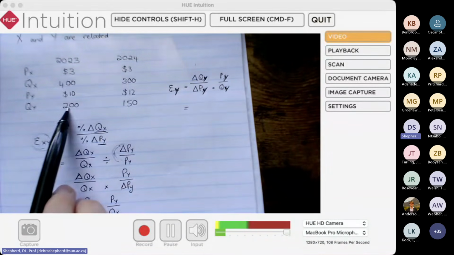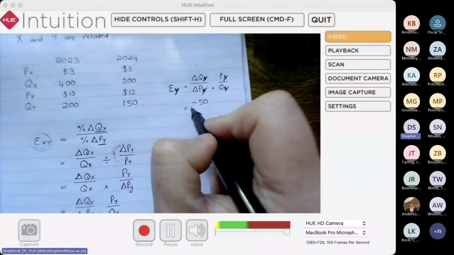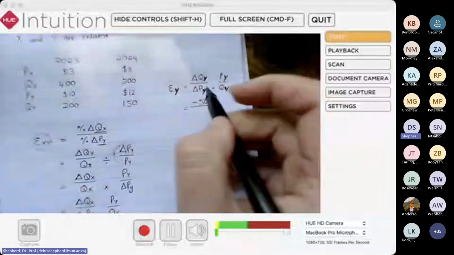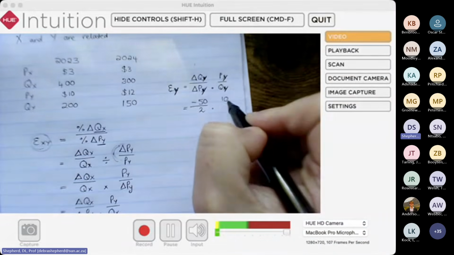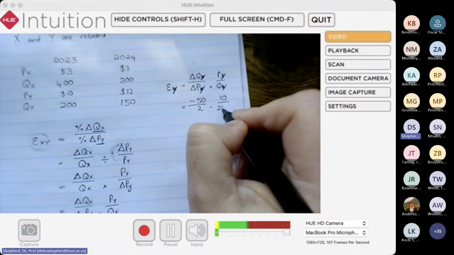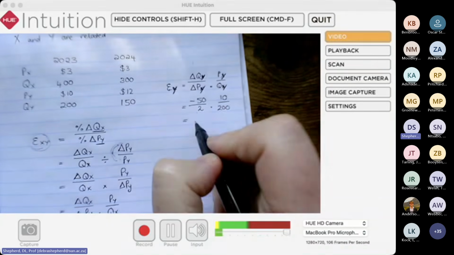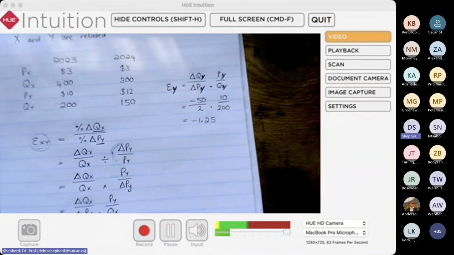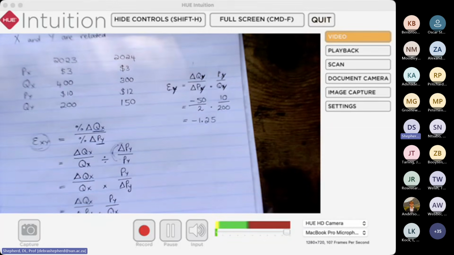So the change in the quantity of Y is minus 50, from 200 to 150. The change in the price of Y is 2, from 10 to 12. The original price of Y is 10 and the original quantity of Y is 200. So now I have minus 500 divided by 400, and I get minus 1.25. So effectively, I'm getting the same answer as I did for cross-price elasticity, but that is simply a coincidence, okay? Pure coincidence. It's just the construction of the values in this question.